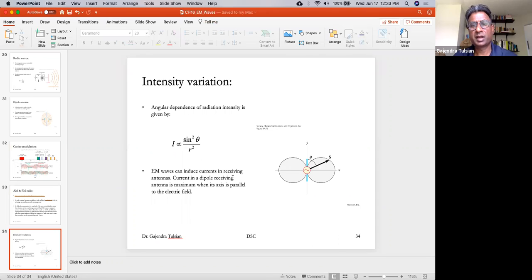All right, this graph just shows you that for a dipole antenna, the intensity of radiation is highest in a plane perpendicular to the dipole antenna. And the intensity of radiation is 0 along the axis of the antenna. So if you hover in a helicopter right above the radio station, you don't get any signal. The signal is most intense in the perpendicular direction.